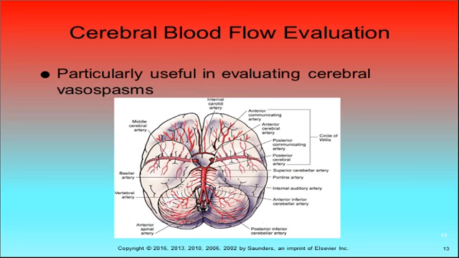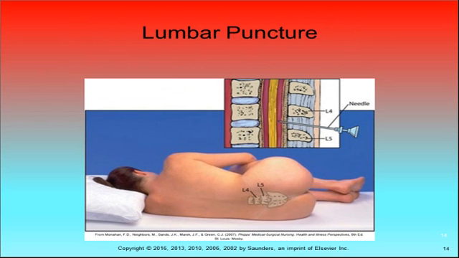Cerebral blood flow evaluation. These are just useful in patients who are having cerebral vasospasms. You don't have to know a lot about this test. Lumbar punctures. Lumbar punctures are a really good detection tool for patients. They're used a lot of times if a physician thinks a patient has meningitis or has anything going on with their cerebral spinal fluid.